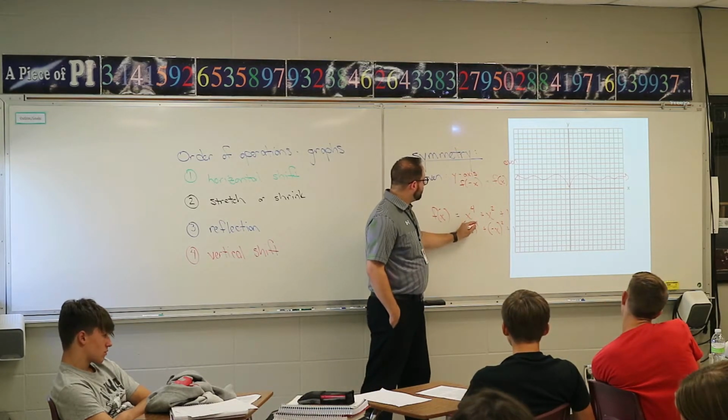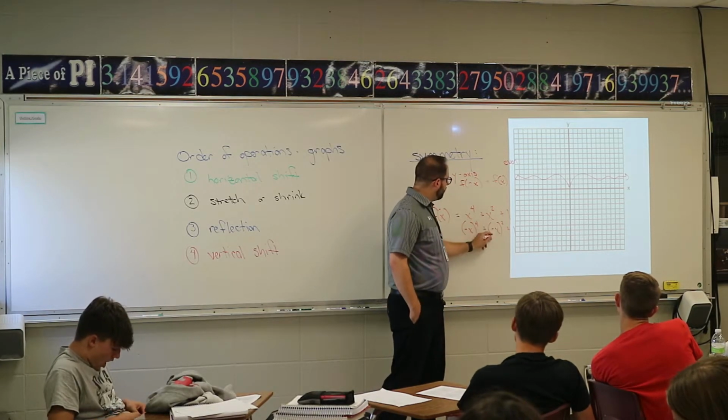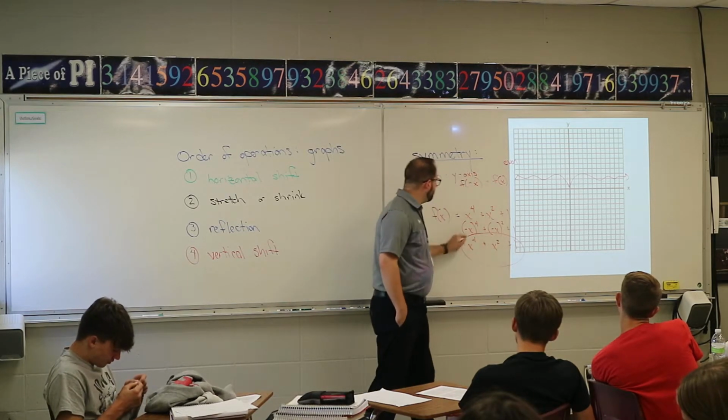What happens to the negative signs when I put it to the power of 4? They go away. When I square it, the negative sign goes away, and then the 1 just stays where it's at. Do you agree that this is the same thing that I started with?